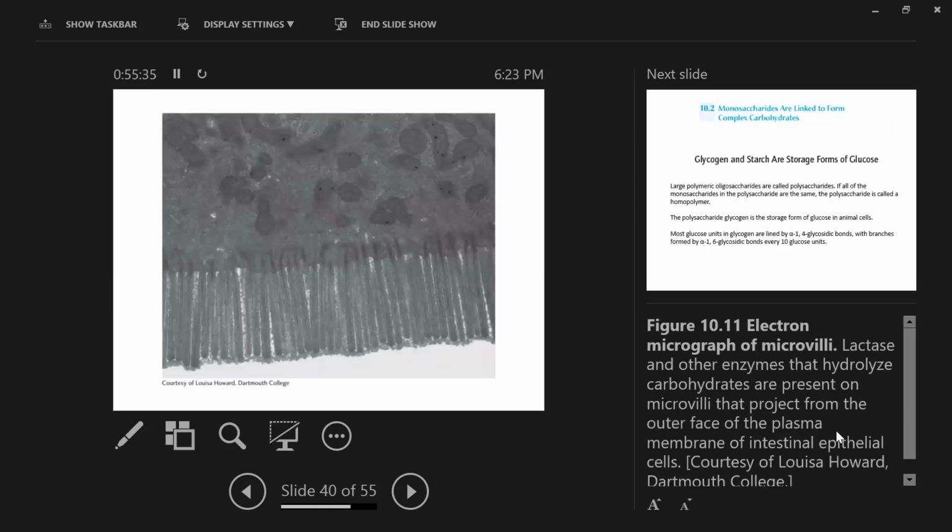So here they're showing you microvilli of the intestine and the lumen of the intestine. And so this leads to bigger sugars, which would be polysaccharides.